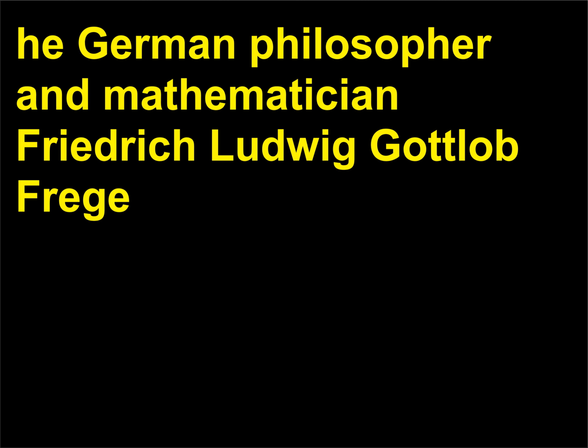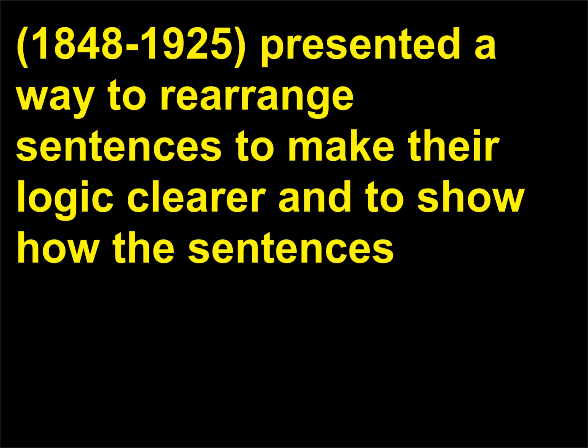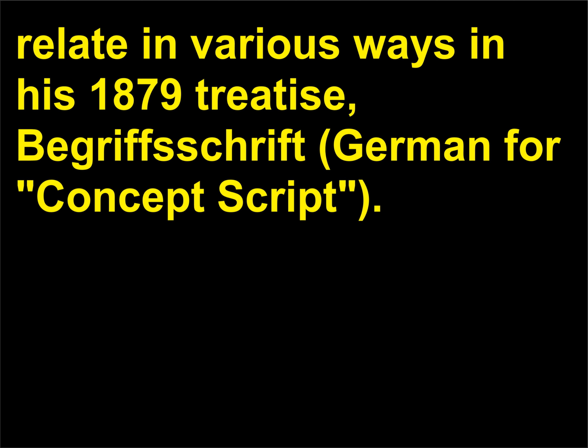The German philosopher and mathematician Friedrich Ludwig Gottlob Frege, 1848 to 1925, presented a way to rearrange sentences to make their logic clearer and to show how the sentences relate in various ways in his 1879 treatise, Begriffsschrift, German for Konzeptschrift.